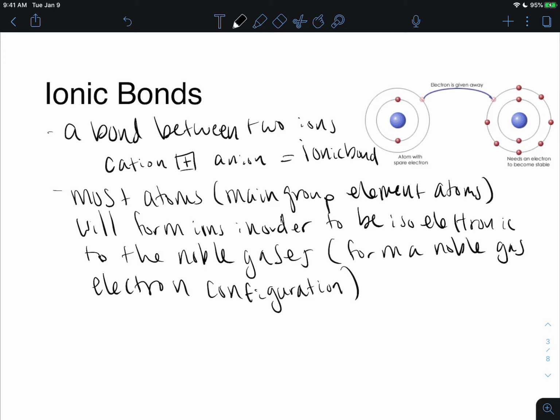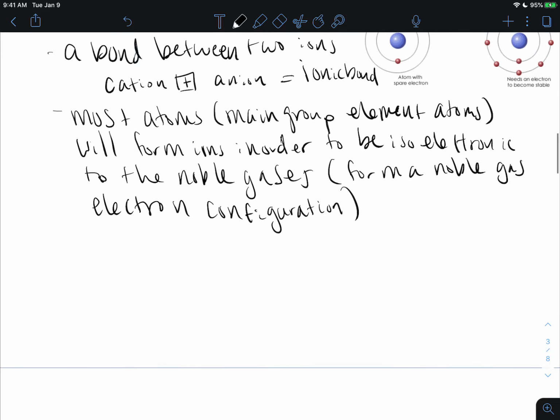Okay, so in the case of our metals, they are all the way to the left. They're going to be most closely related electronically to the noble gas before them. So they're going to lose electrons in order to become isoelectronic with a noble gas.